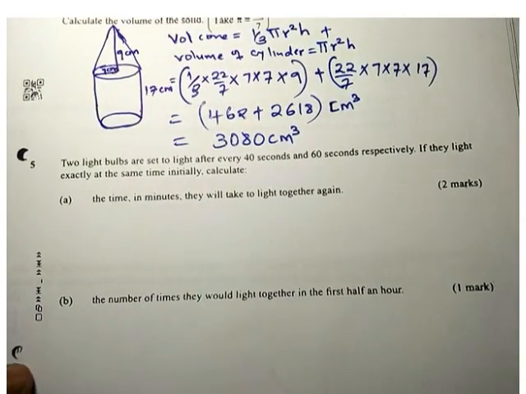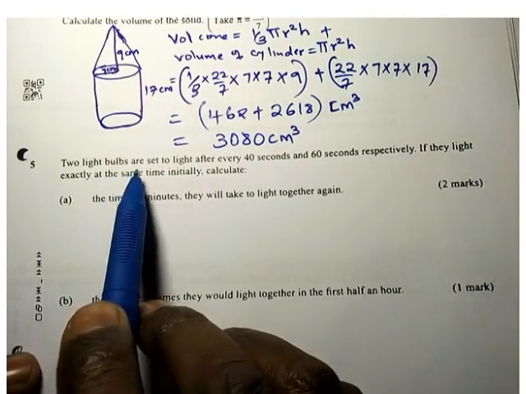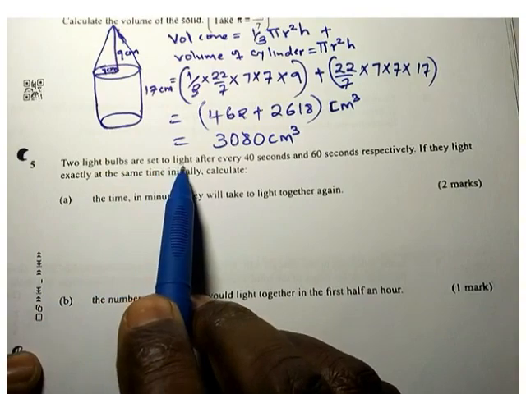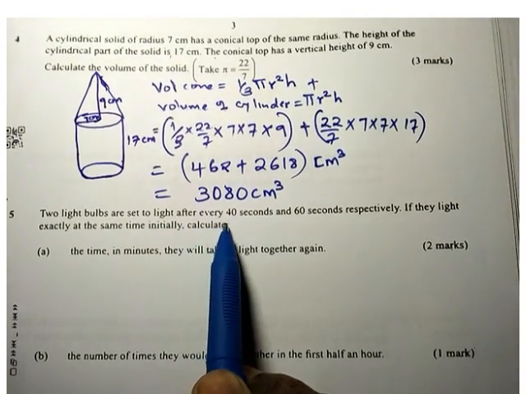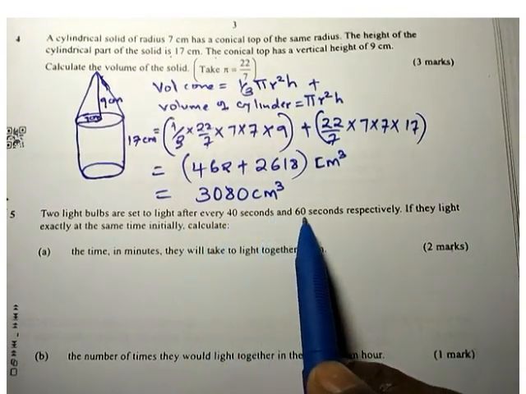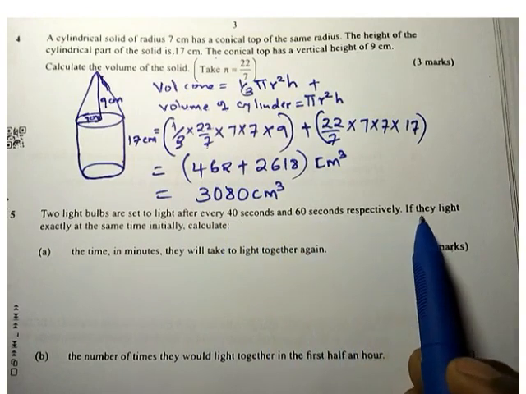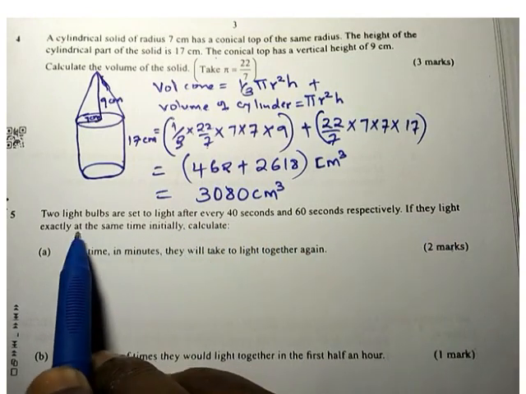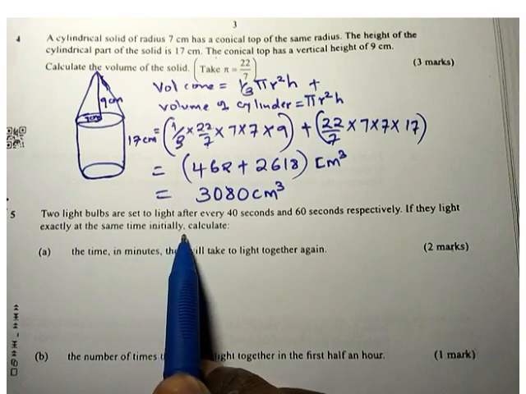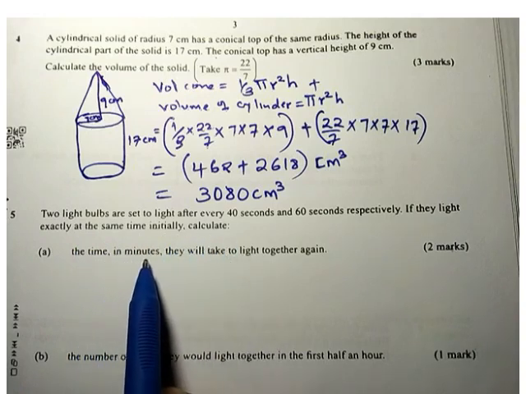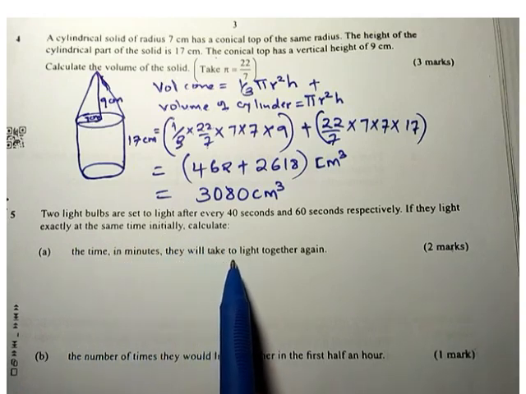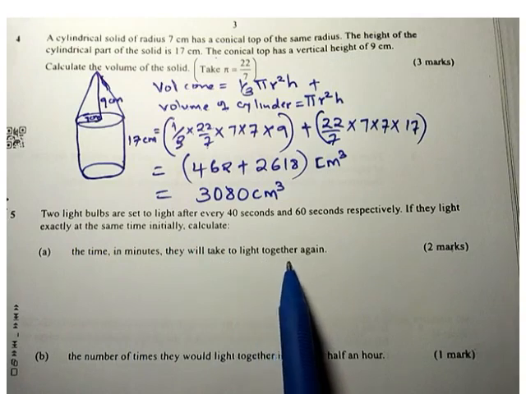Two light bulbs are set to light after every 40 seconds and 60 seconds respectively. If they light exactly at the same time initially, calculate the time in minutes they will take to light together again.